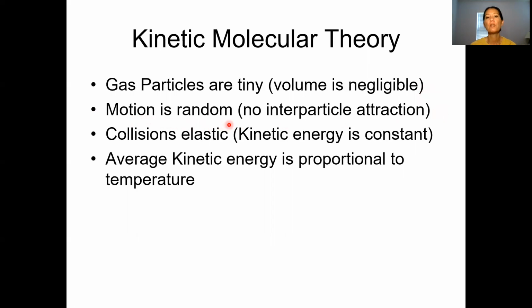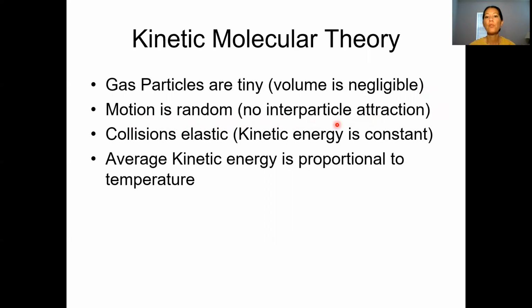We assume that the motion is random, that these particles are just bouncing around, all hitting the sides of the container at random. But we know from our previous chapters that there is some intermolecular force between particles. Sometimes these can be very, very strong, like hydrogen bonding forces, or weak, more like London dispersion forces. So we're assuming that there is no interparticle attraction.